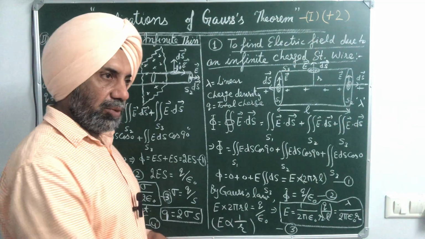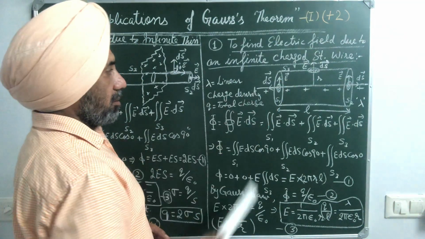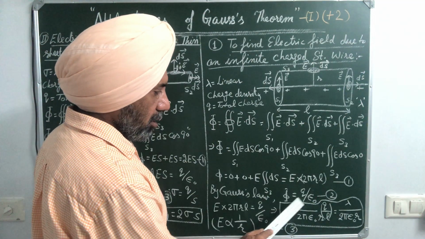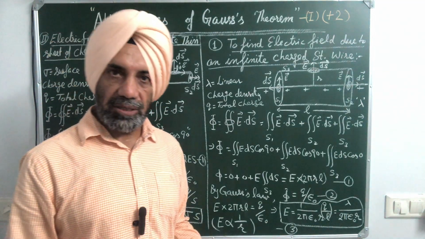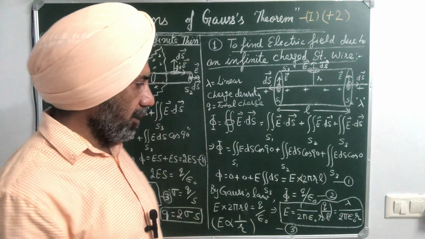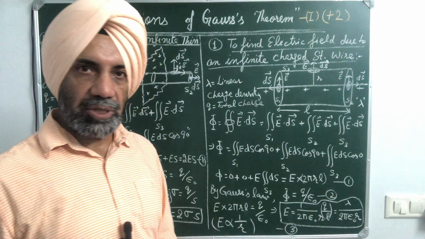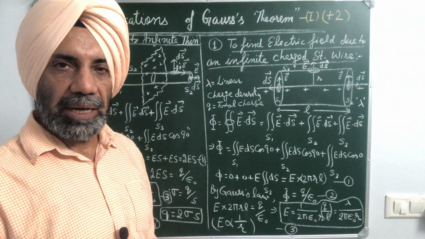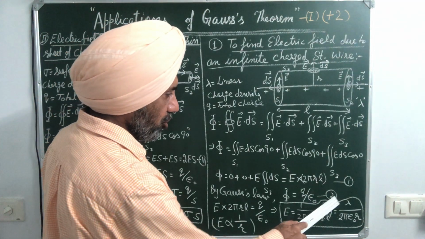Now by Gauss theorem, because we are using applications of Gauss theorem, phi is equal to Q upon epsilon naught. Total electric flux is equal to total charge divided by epsilon naught. Epsilon naught is the constant of proportionality, and its value is known as the permittivity of free space. So equation number 2.